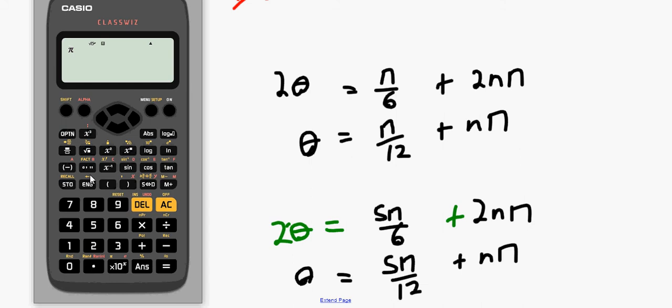Pi over 6, yeah? Plus what? So pi over 12. And if I put n equal to 1, what does that mean? Plus pi. Just plus pi. And that would be your second answer. Right? And what happens if we put n equals 2?